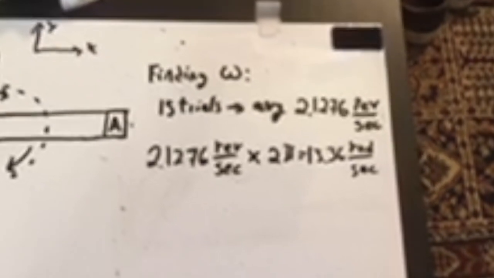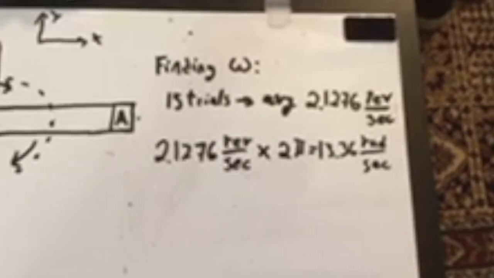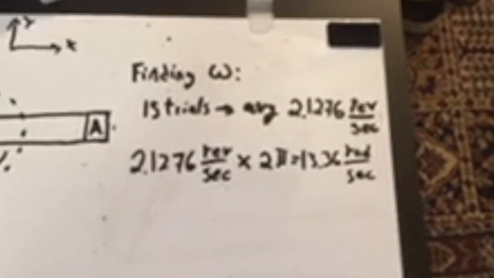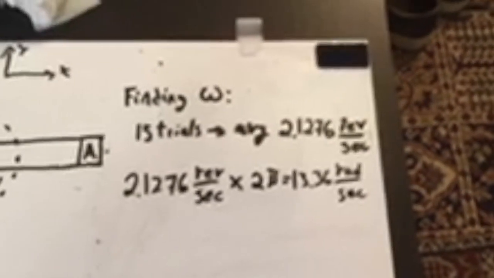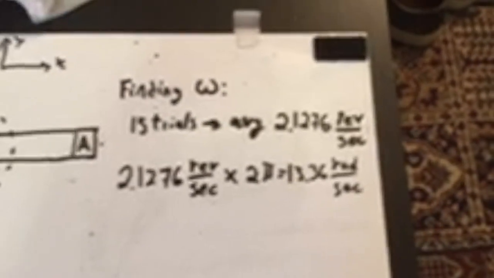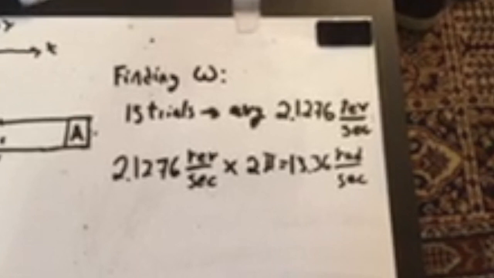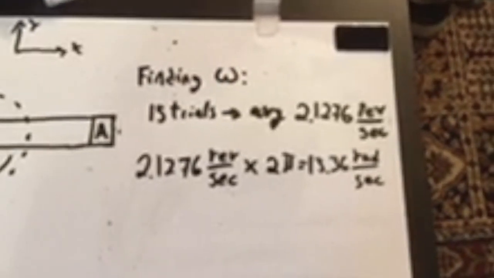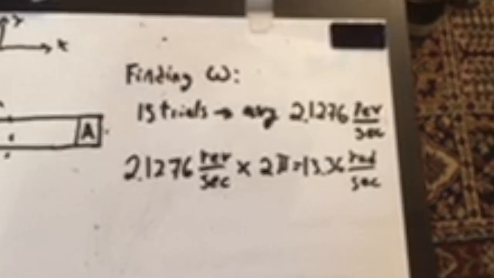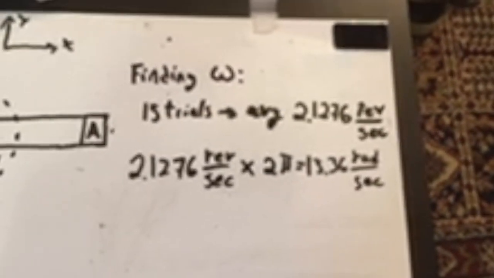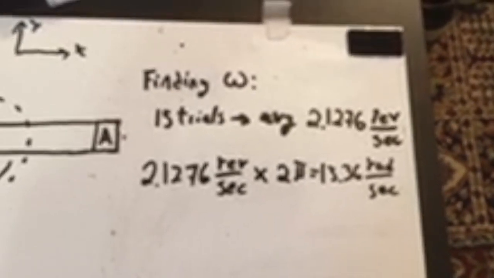In order to find omega, we did 15 trials measuring the amount of revolutions that the wheel had per minute, and then converting it to revolutions per second. We averaged the result of all 15 trials in order to get the most accurate result. And then we multiplied the value of revolutions per second by 2 pi in order to transition onto radians per second. And our final result was 13.36 radians per second.